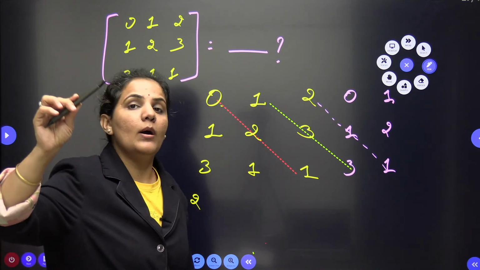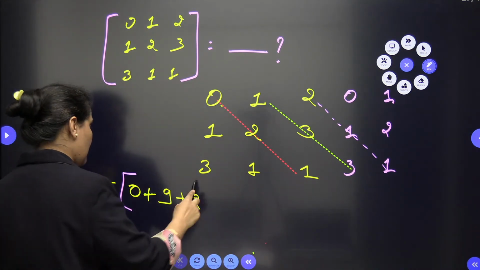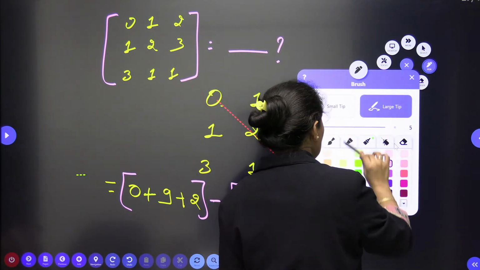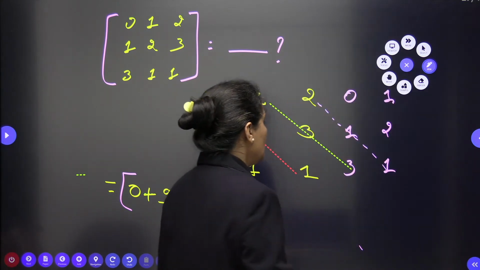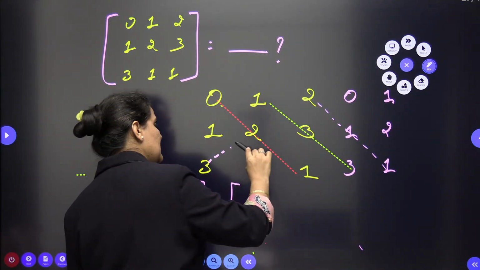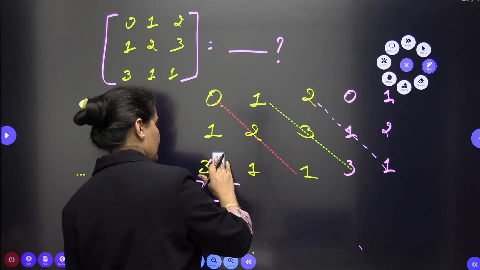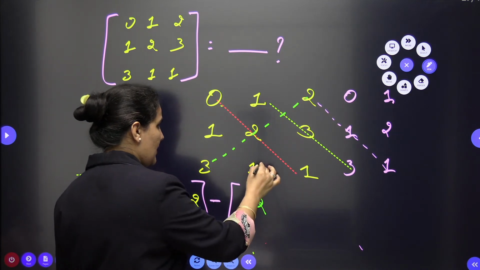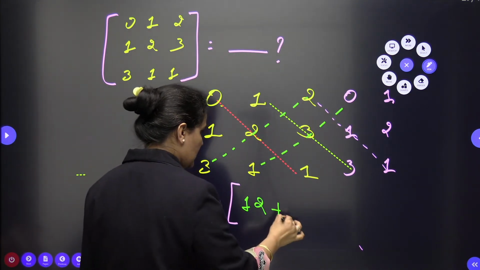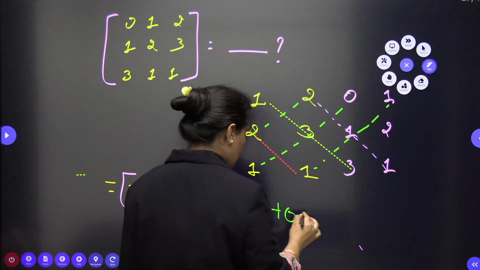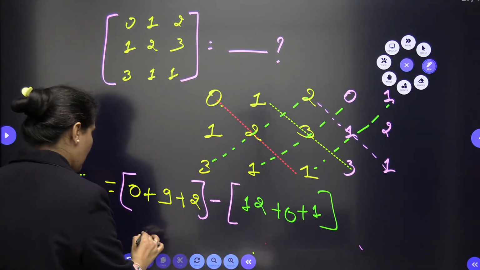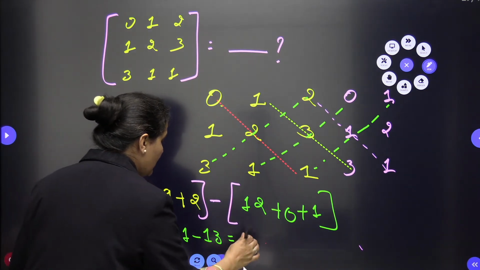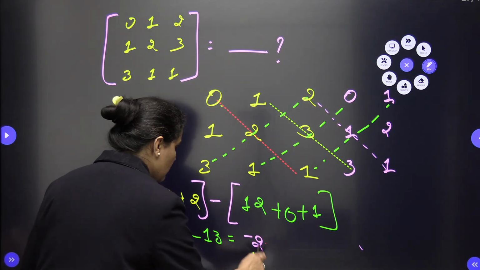The same process I will follow from lower to upper, but with the opposite sign. So I am writing here minus, with the opposite sign. This is 3 into 2 into 2, 12. The same manner, this is 1 into 3 into 0, that is 0. This is 1 into 1 into 1, this is 1. So from here I am having 9 plus 2, 11. From here I am having 12 plus 1, 13. So 11 minus 13 is minus 2.